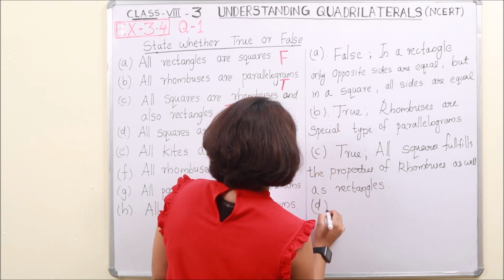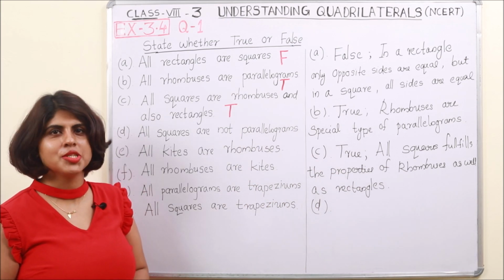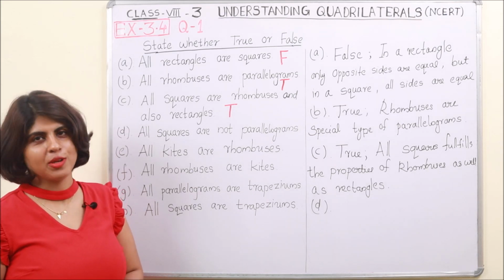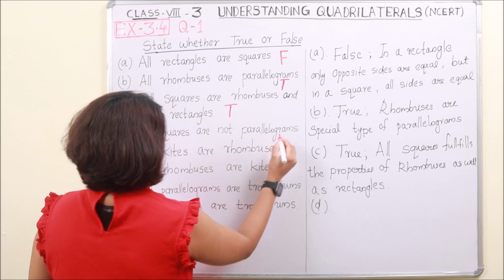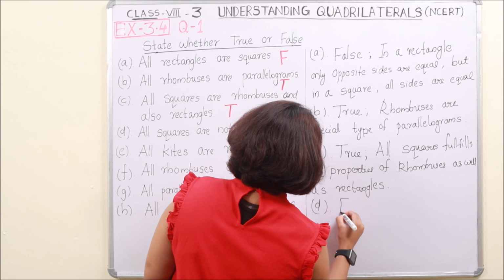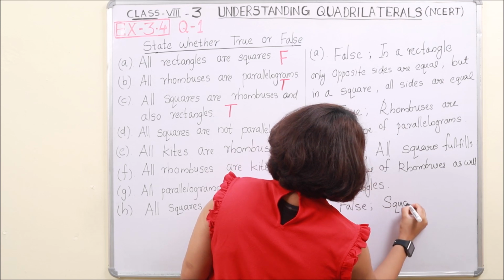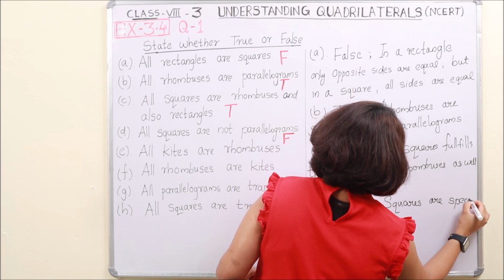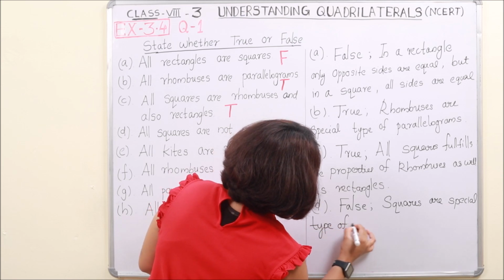Now, the fourth statement, all squares are not parallelograms. That statement is false because squares are special kinds of parallelograms. Therefore, this statement is false. The reason is squares are a special type of parallelogram.